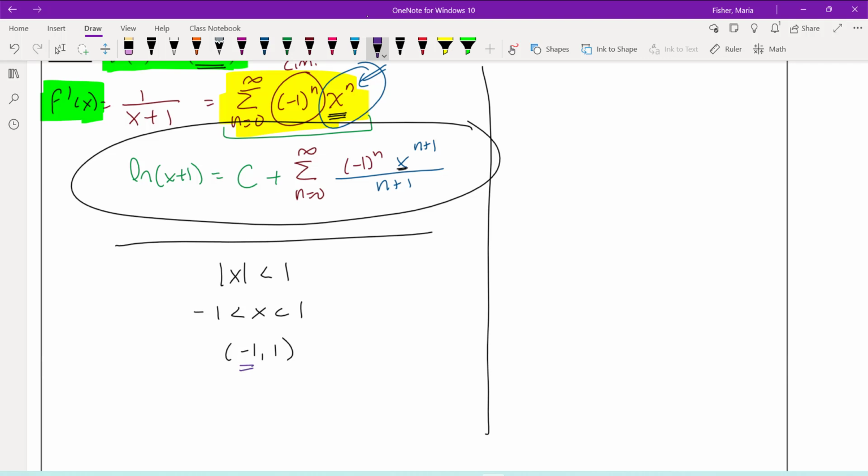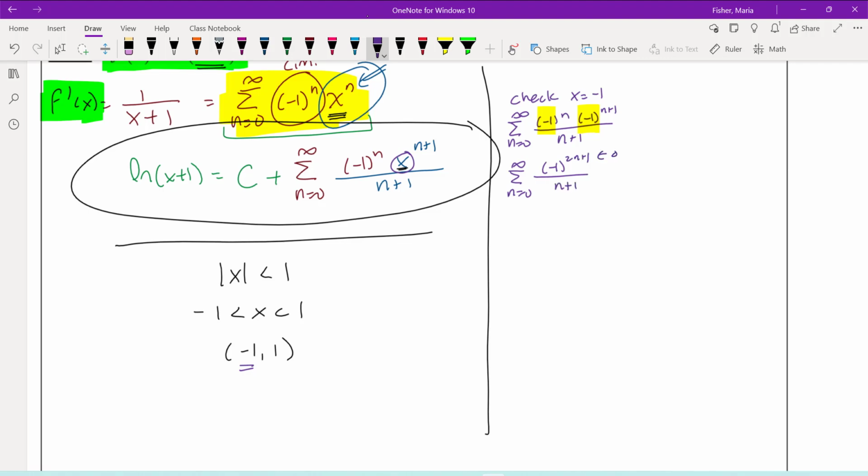Now let's check them. Let's check x equals negative 1. If I check x equals negative 1, I have the sum from n equals 0 to infinity of negative 1 to the n. Instead of this x, I write negative 1 to the n plus 1 all over n plus 1. Well, here my bases are the same, so I add the exponents, and that gives me the sum from n equals 0 to infinity of negative 1 to the n plus n plus 1, which is 2n plus 1.